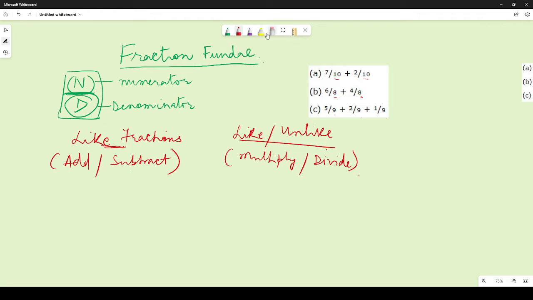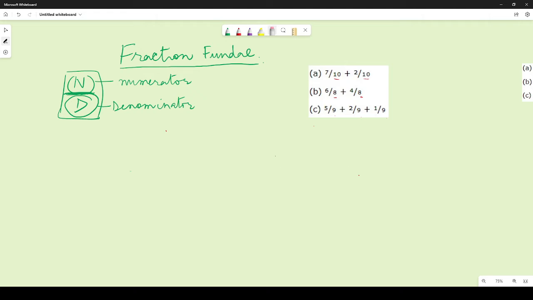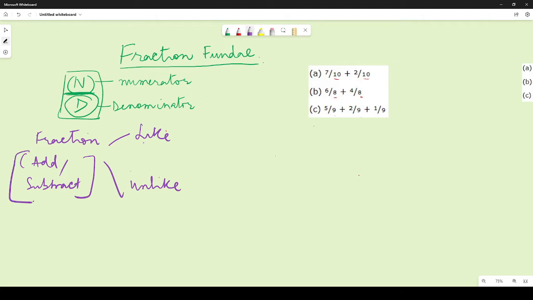What is the thing that you do when you are asked to solve any question involving addition or subtraction? What is the first thing that you do? You check whether it is a like fraction or an unlike fraction. For multiplication and division it does not matter, so we are just talking about addition and subtraction. Over here you first check whether the fraction is a like fraction or an unlike fraction.